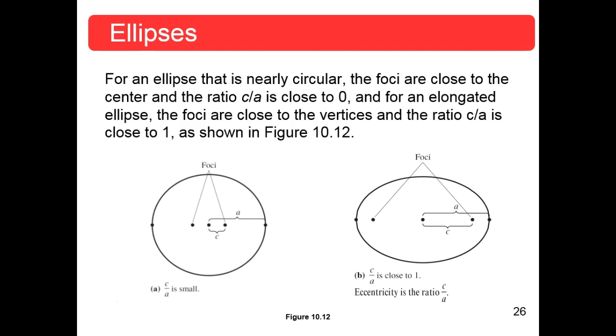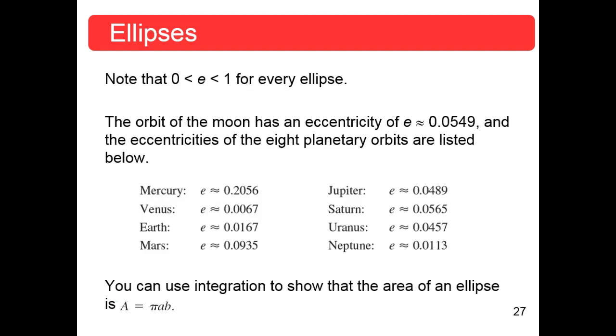For an ellipse that is nearly circular, the foci are close to the center. The ratio C to A is close to 0. For an elongated ellipse, the foci are very close to the vertices, and the ratio is very close to 1. Okay.